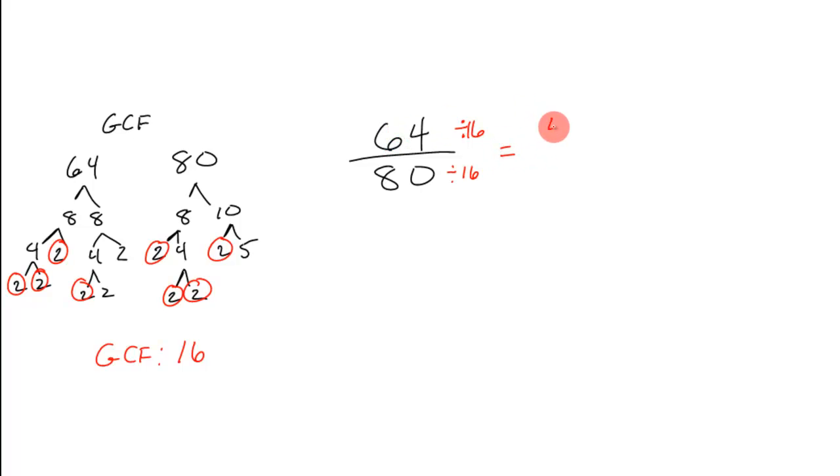I'm going to do it the other way as well. 64 divided by 16 is 4. 80 divided by 16 is 5. So 4/5 is the answer. I'm taking the greatest common factor and dividing it out.